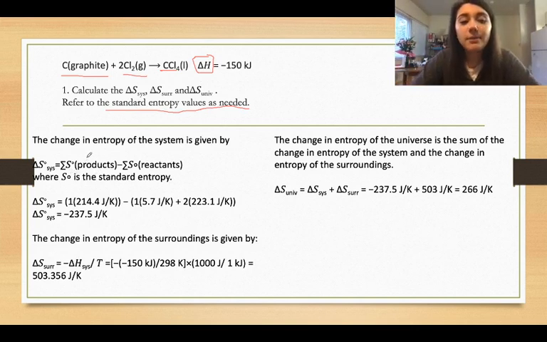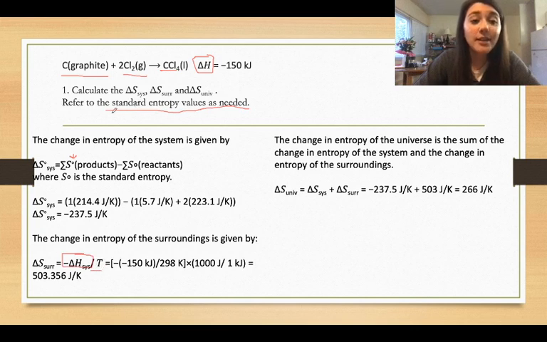I take the sum of the products. Again, this is at standard, so I'm going to use that table, and I'm going to subtract it from the reactants. Remember, it's the sum of the reactants, and I have 2 reactants here. So notice that I've subtracted these added together, and I'm going to get the entropy of the system. Again, for the surroundings, I'm going to take the change in the enthalpy, which is given to me, divided by the temperature.